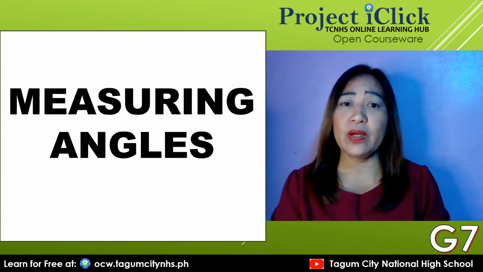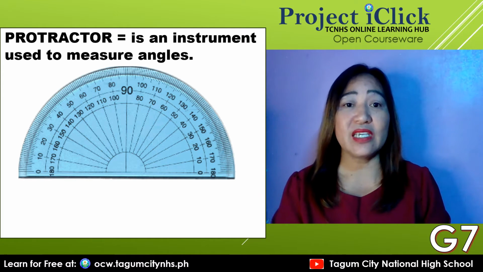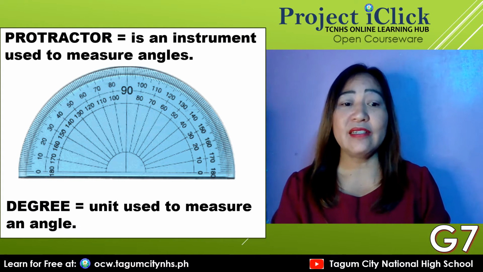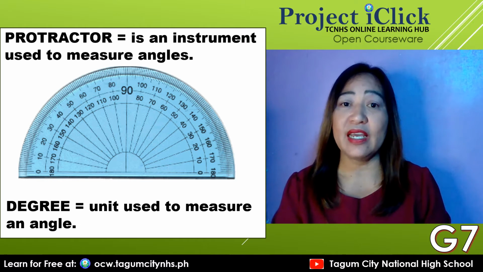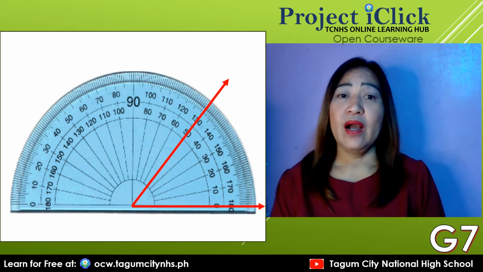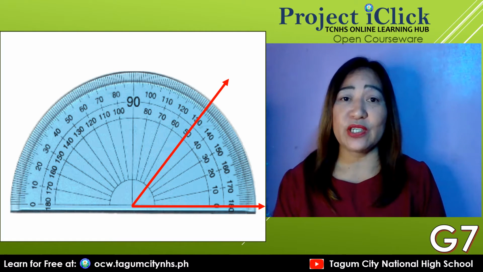Now, how are we going to get the measure of an angle? This is a protractor, an instrument used to measure an angle. And the unit used to measure an angle is called a degree. Now, how are we going to use this protractor in measuring an angle? If you have noticed, there are two sets of numbers on the protractor. And you might be asking, which of these will be used?